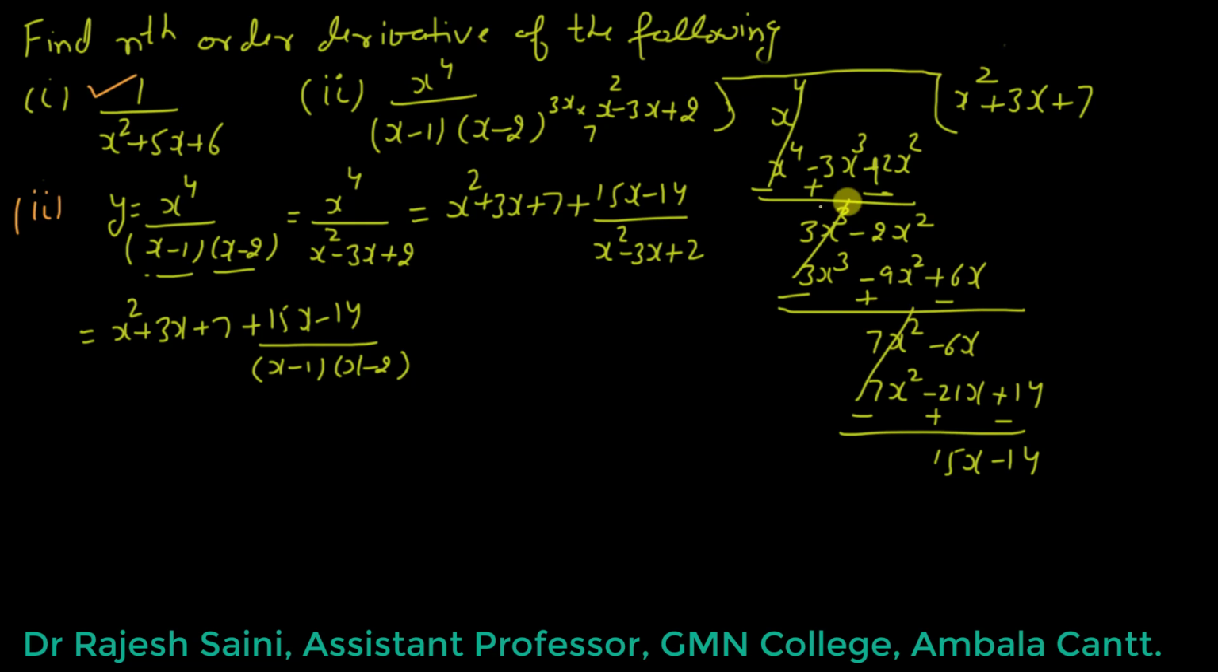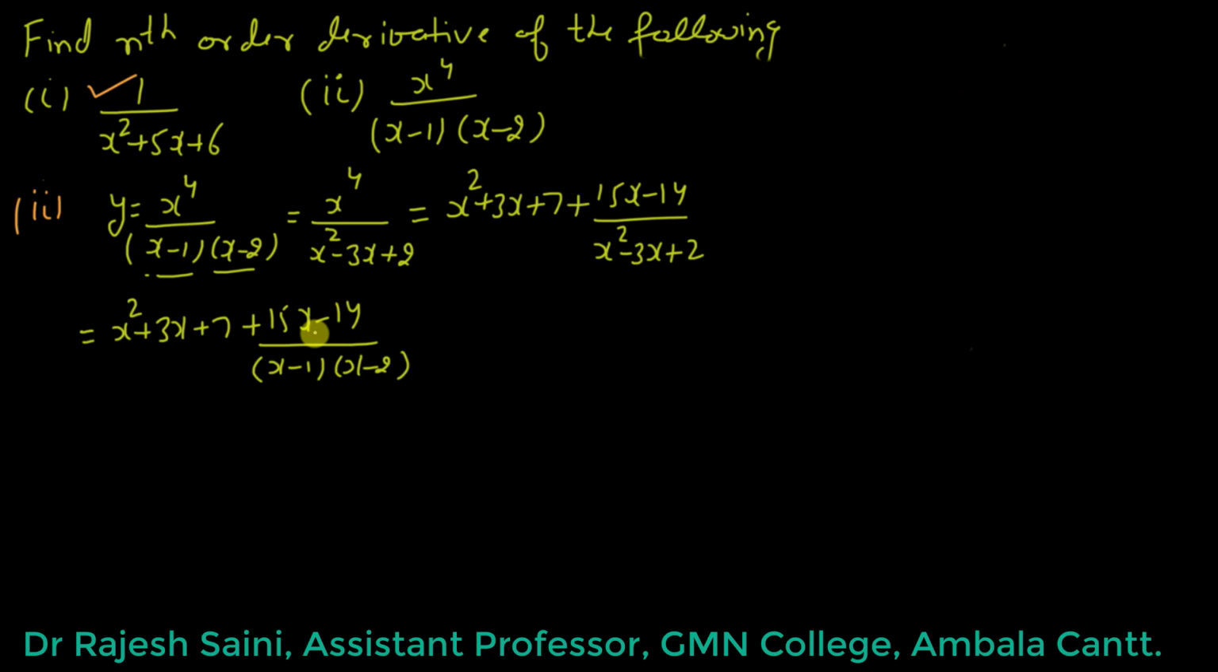Now I am going to remove it so that I could get some space over here. So here we are. Now you see the degree of the numerator is 1 and in the denominator it is 2. So now this can be partially fractioned. So we can write it as x square plus 3x plus 7 plus a by x minus 1 plus b by x minus 2.